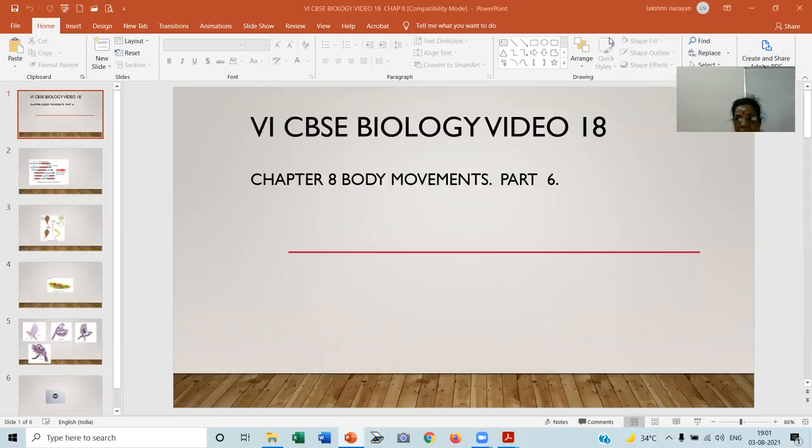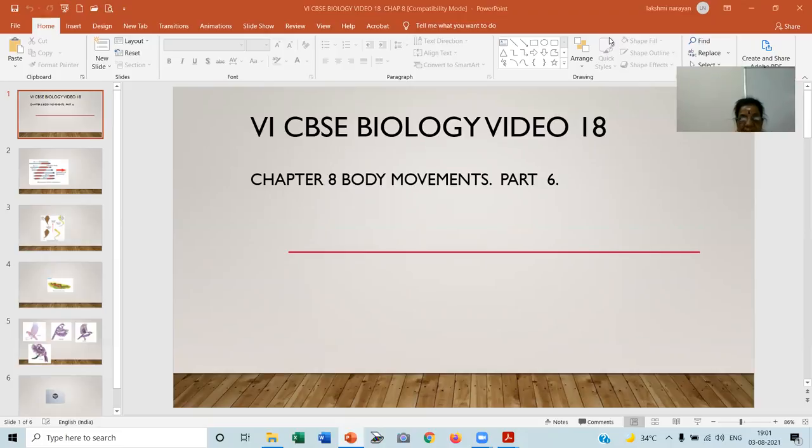In our textbook, it is given very briefly, and we have done in detail about the joints. What do we know about joints? Joints are the places where two bones meet. They are joined to each other by a pad of fibrous tissue, connective tissue called ligaments.